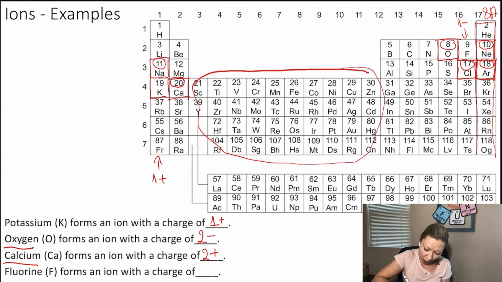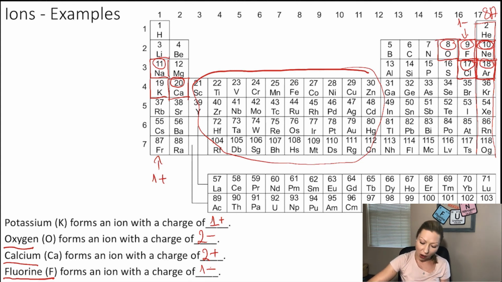What about fluorine? Here we go. Where is fluorine? Fluorine is right here, number 9, and this is a halogen, and we talked a little bit about halogens already. So fluorine has neon as the noble gas closest to it. So for fluorine to have the same number of electrons as neon, it has to gain an electron. So it's going to have a charge of 1 minus.